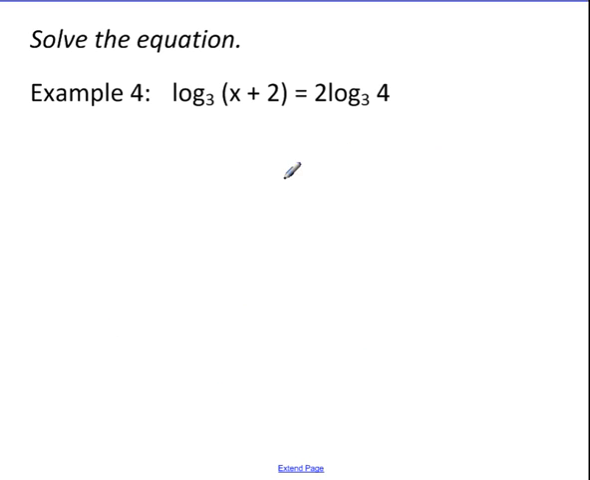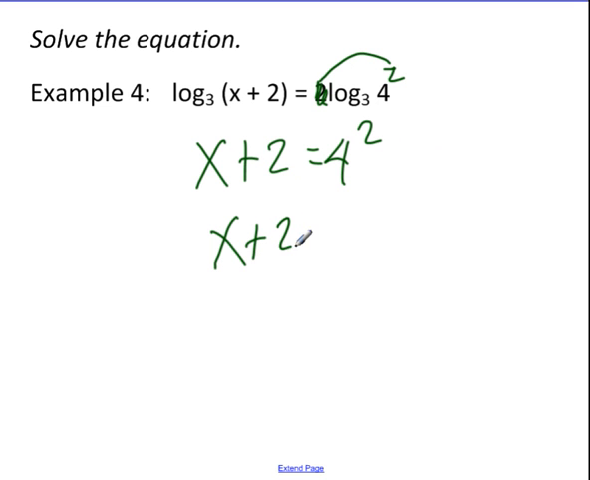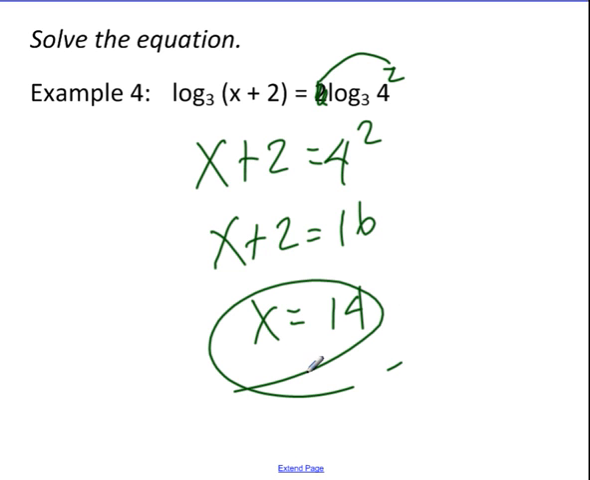Wonderful. Alright, here I got log base 3 of this stuff, but I got a 2 here. I need to take that and put it in here as one of my exponents using our powers from before. Now I've got log base 3 of both things, so x plus 2 is going to equal 4 squared. So x plus 2 equals 16 and x equals 14.